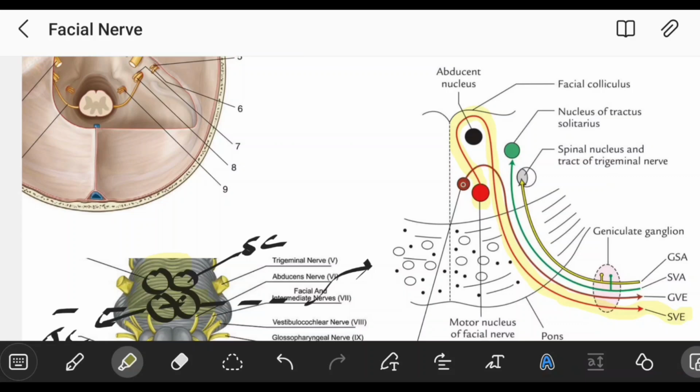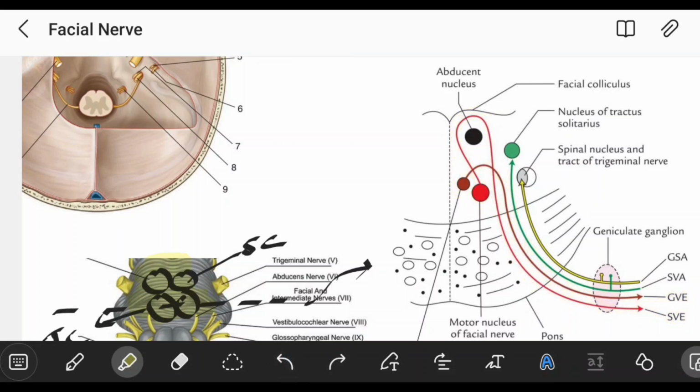Then the brown nucleus over here, which I've highlighted, is called the lacrimatory nucleus, and it forms your general visceral efferent, and it will supply the lacrimal gland, the salivary gland, and the submandibular gland in the face.